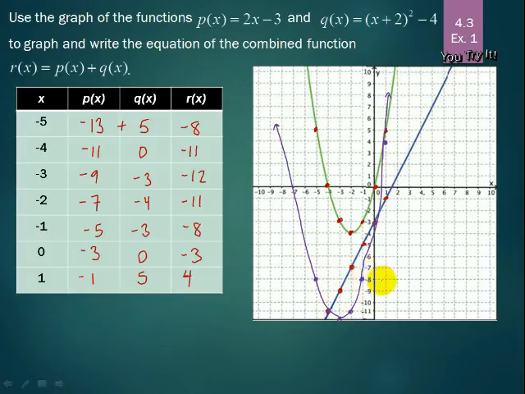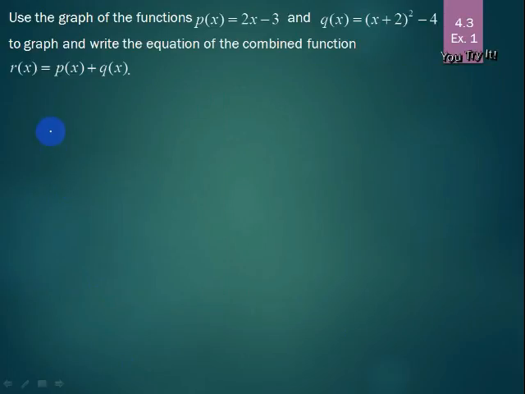And so now we can go on. So that is r of x. Let's label it. And now we can go on and find our actual equation. So our equation we can find algebraically just by plugging in p of x and q of x. So we know r of x is equal to p of x, which is 2x minus 3, plus q of x, which is (x plus 2) squared minus 4.